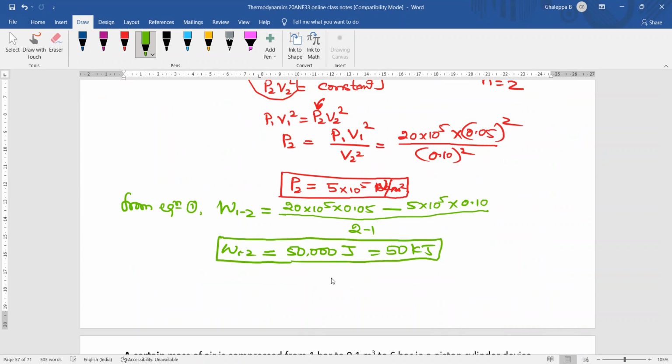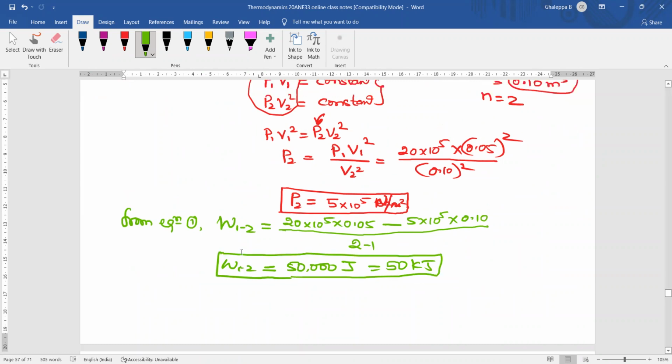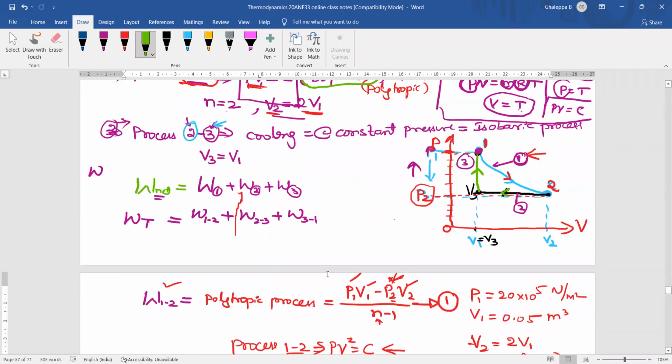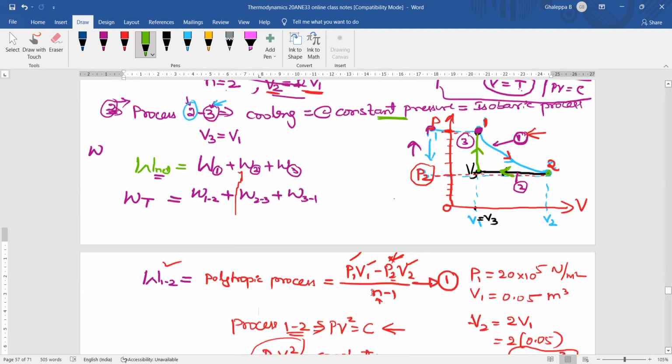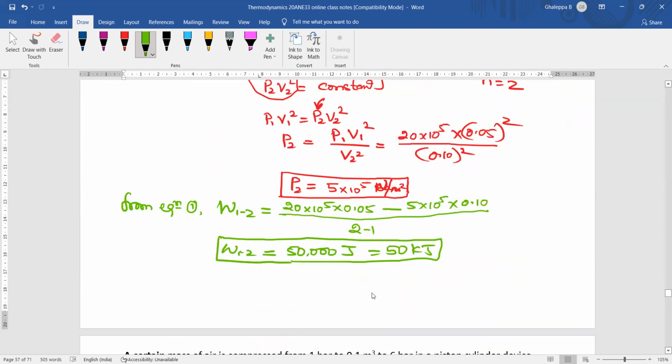Second process. What is the name of the second process? Constant pressure process, isobaric. What is the expression for work done for isobaric? P into final volume minus initial volume. Very good. So what should I write here? The process is 2 to 3.